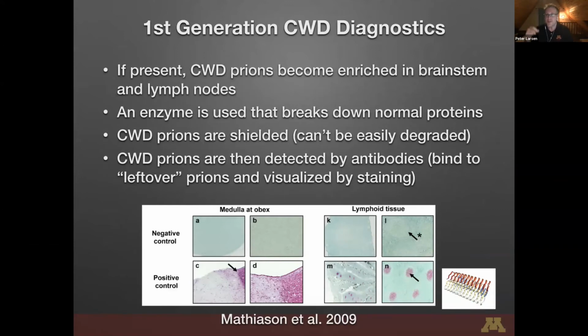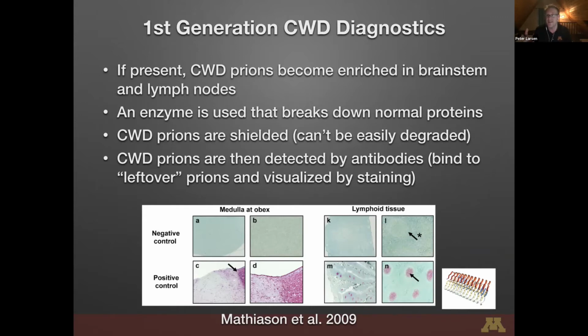Okay, so the way these first generation tests work, the way the ELISA and IHC tests work, there's actually an enzyme, a chemical that they use that breaks down normal proteins. Remember in the first talk, I said that there are both normal and abnormal prions, right? The antibodies that are being used right now can't differentiate between the two types. The antibody will bind to a normal form just as effectively as it'll bind to an abnormal form. So there's a limitation for the current test. But to get around that, they add an enzyme to the sample. It breaks down all the normal proteins.